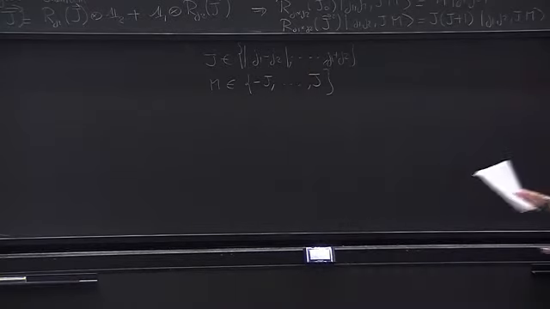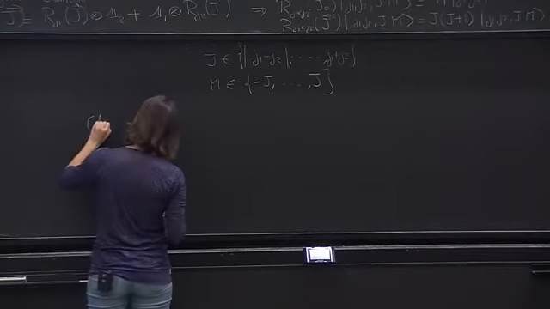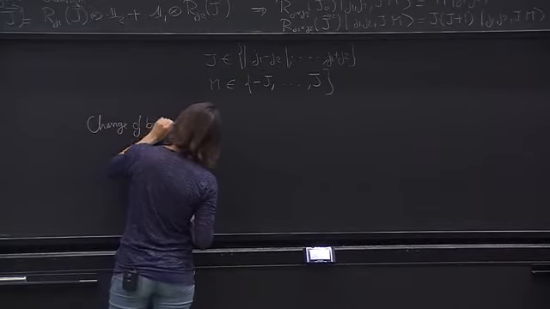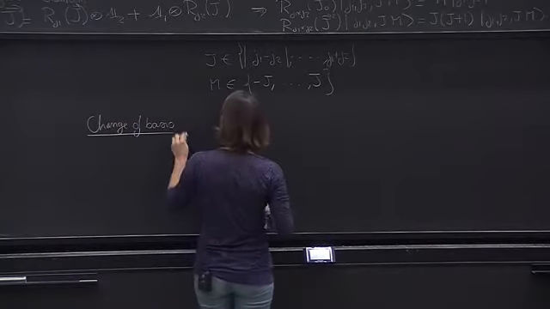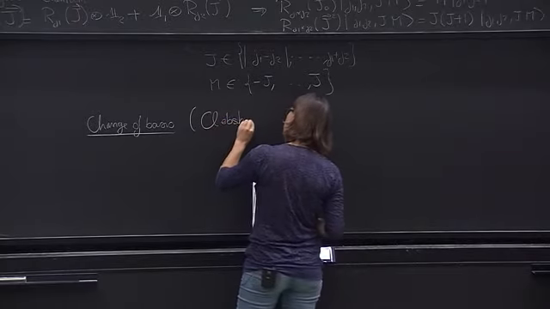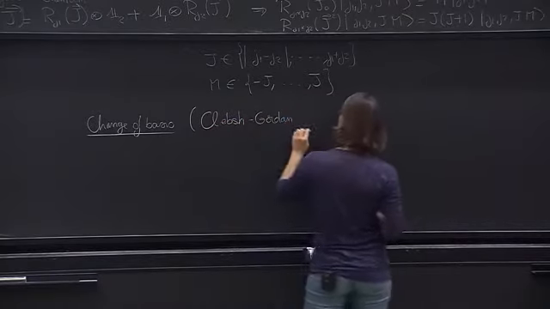So now we have two bases. So how do we go from one to the other? How do we do this change of basis? This is done using what we call the Clebsch-Gordan coefficients.